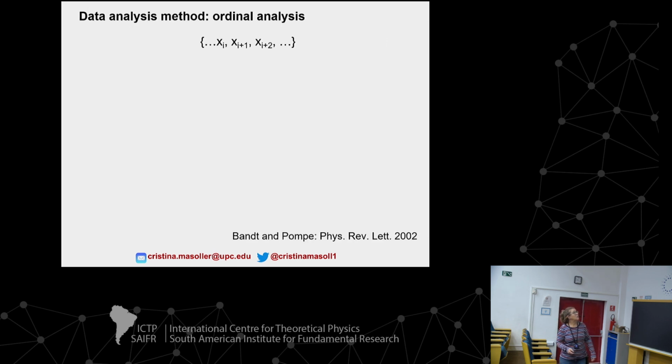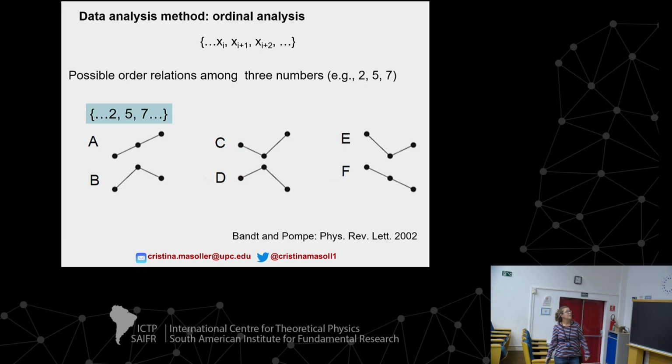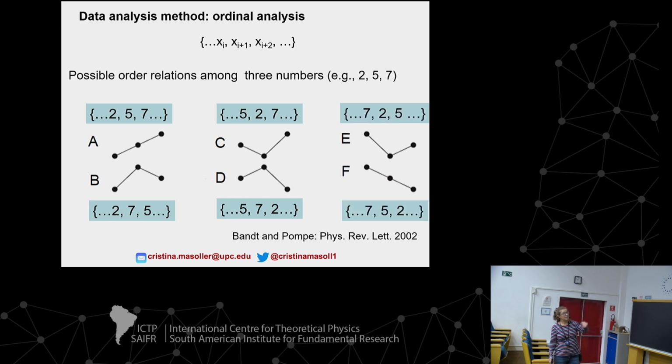Okay, so the method that we're going to use to see if the time series have really some significant similarities or not is known as ordinal analysis. Many of you are familiar with this method. Some of you are not, so I will just briefly introduce this without going too much into details. Suppose you have three numbers, for example, 2, 5, and 7. The way they can be organized, the temporal order can be like a trend, a positive trend. There can be some oscillatory behavior, or they can be decreasing in values.